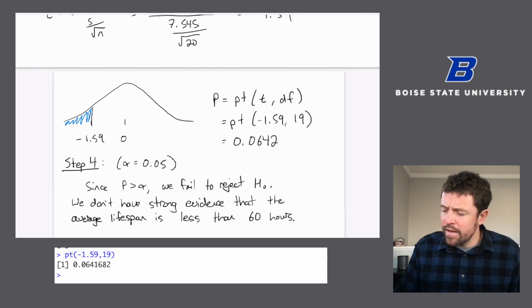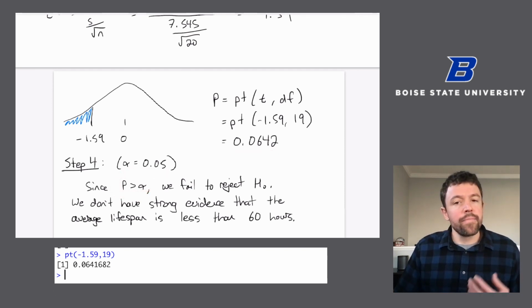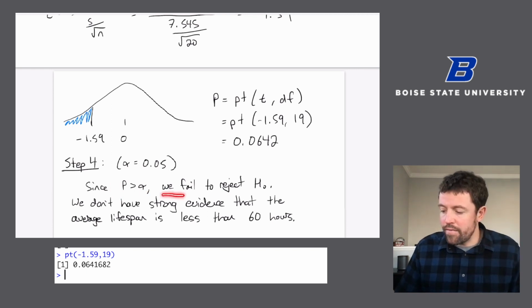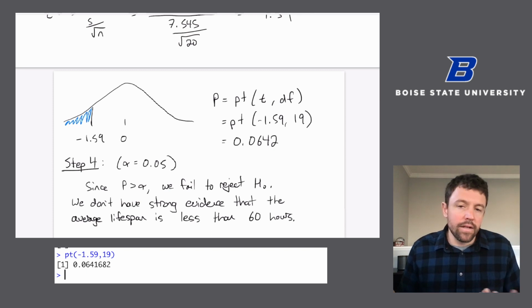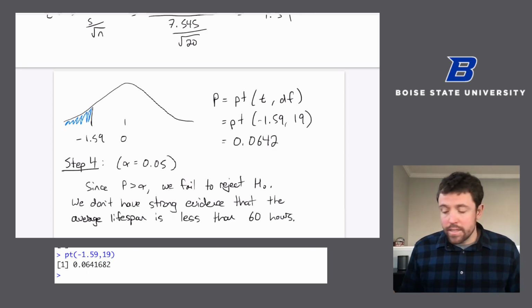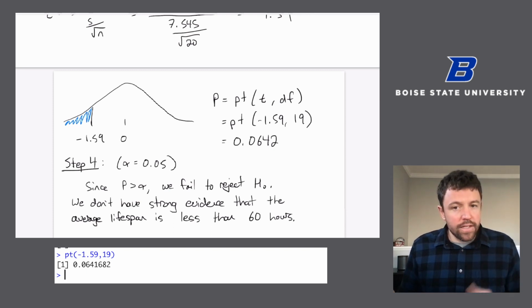So in this case, p is greater than alpha, right? This number is greater than this. And that means that p is large, and so we fail to reject the null hypothesis. Our result is not that unlikely if the null hypothesis were true. When we fail to reject, it's not evidence that the null hypothesis is true.